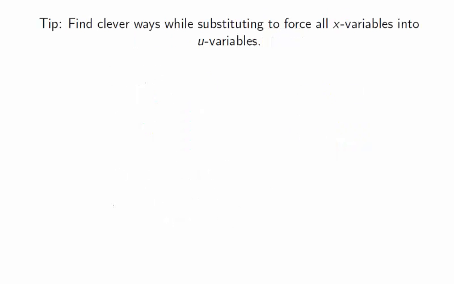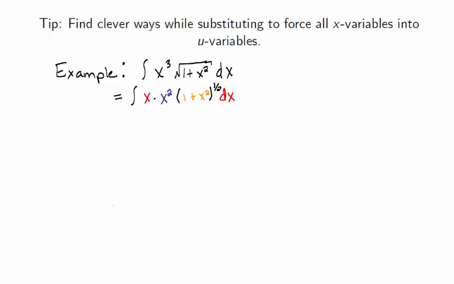It is sometimes necessary to find clever ways while substituting to force all x variables into u variables. For example, we can take the integral of x cubed times the square root of 1 plus x squared. In this example, the derivative of 1 plus x squared exists, but there will be 2 extra x's remaining. Fortunately, we can continue to use our substitution.